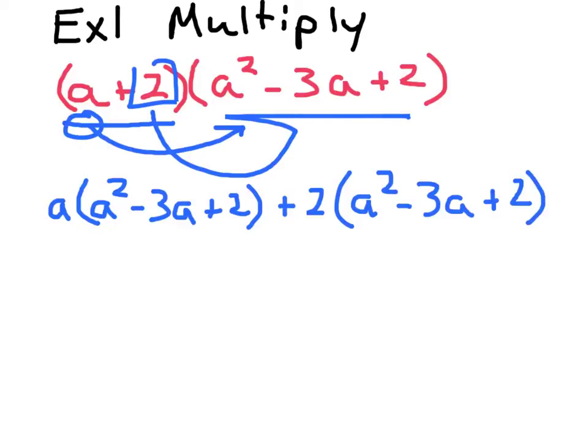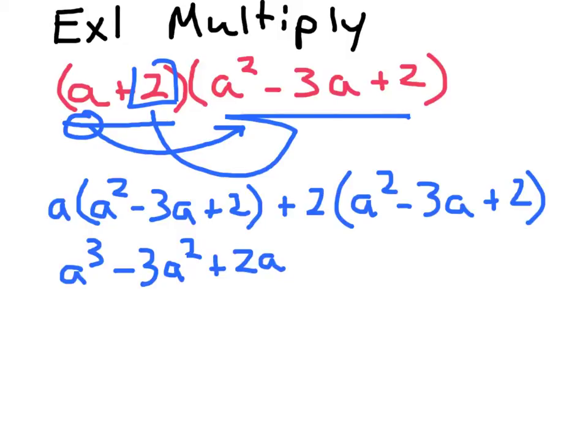So why aren't we using FOIL? Well, because it's not a binomial times a binomial. It just wouldn't work, because this example is a binomial times a trinomial. So now let's distribute. Let's take the first part. A times a squared is a cubed. A times a negative 3a is a negative 3a squared. And a times 2 is positive 2a.